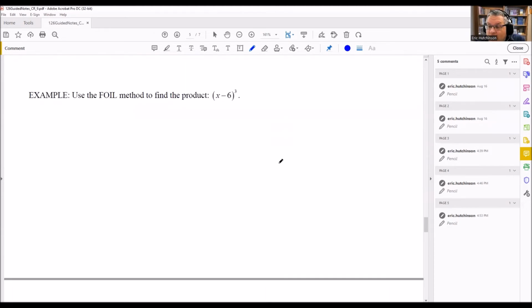For the one with the cube here, if you see one with a cube, this really means you're multiplying x minus 6 and x minus 6 and x minus 6. You're multiplying it together 3 times. What you can do first is start with the x minus 6, and then I'm going to multiply the second 2. Now, the second 2 will use your FOIL method.